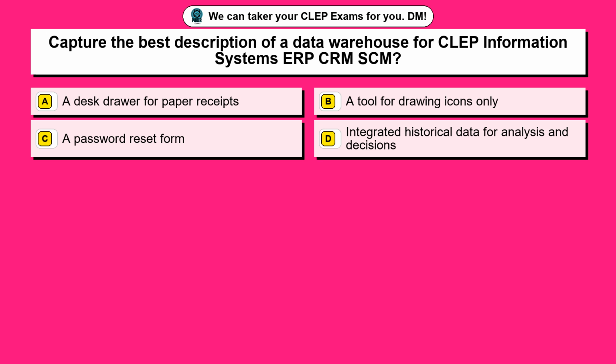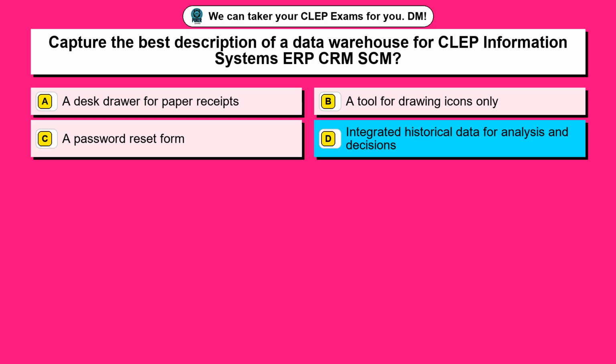Question 84. Capture the best description of a data warehouse for CLEP Information Systems ERP CRM SCM. Option A. A desk drawer for paper receipts. Option B. A tool for drawing icons only. Option C. A password reset form. Option D. Integrated historical data for analysis and decisions.